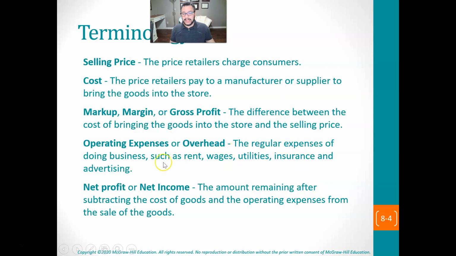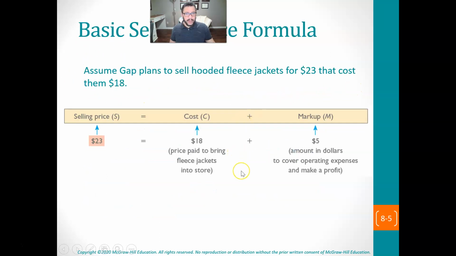Operating expenses or overhead. These are the regular expenses of doing business, such as rent, wages, utilities, insurance, and advertising. Net profit or net income is the amount remaining after subtracting the cost of goods and the operating expenses from the sale of the goods. These last two we're going to deal with later when we're dealing with break-even analysis, but these are the things we'll be dealing with when we're talking about marking up and the math that goes around that stuff. So keep these things in mind because they are really going to matter.